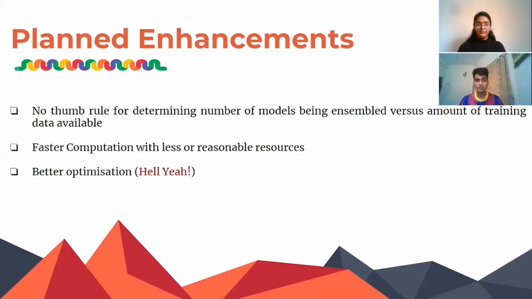Secondly, faster computation with fewer resources, of course. When you increase the number of models, the compute you will require to train and validate them will also increase. But I guess with time and the advancements in the hardware industry, especially the GPU industry, I don't think this is a problem which is going to last long. But again, a thing to ponder upon, I guess.